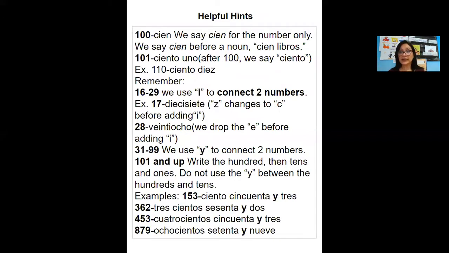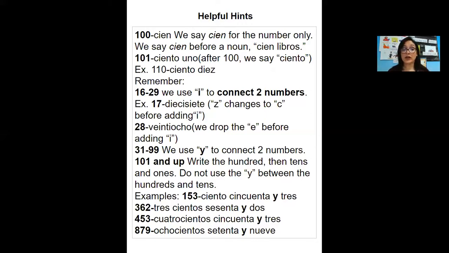So some helpful hints. Remember, cien is for 100. We say cien for the number 100 only. We also say cien before a noun. If I want to say 100 books, cien libros. Do you notice where the adjective, the number, goes? Just like in English, before the noun. It's not like colors, which go after the noun. Cien libros.